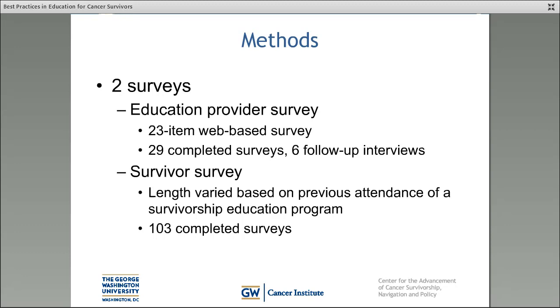With limited respondents to these surveys, I just want to emphasize that we see these results as just a start to answering our question about how we can best meet survivors' needs and what are the best practices for these post-treatment education programs. As I'll discuss at the end, I think this information really gives us some exciting ideas for future projects and exploration of these issues.